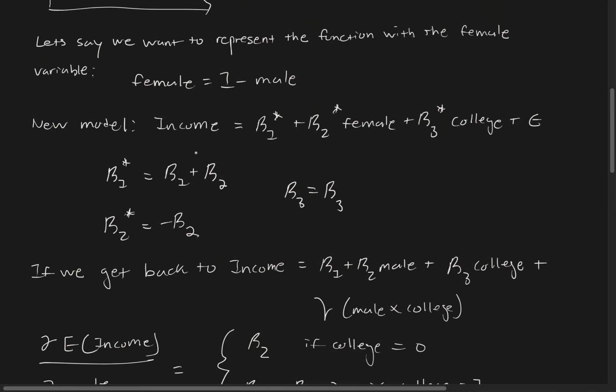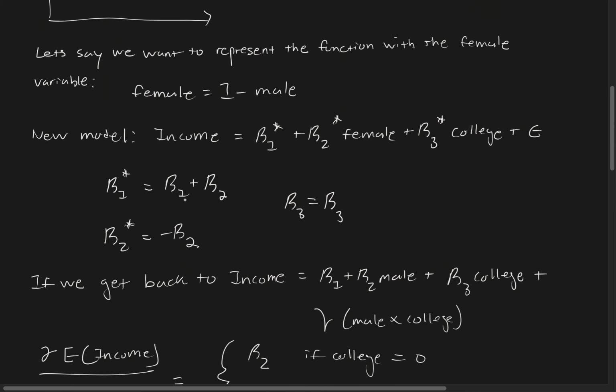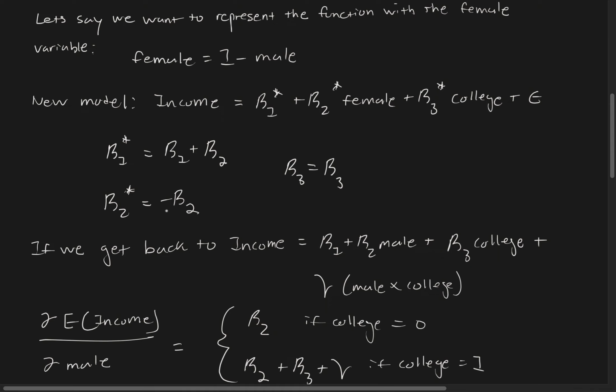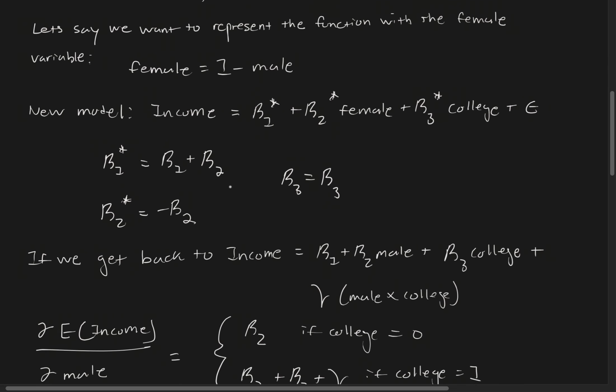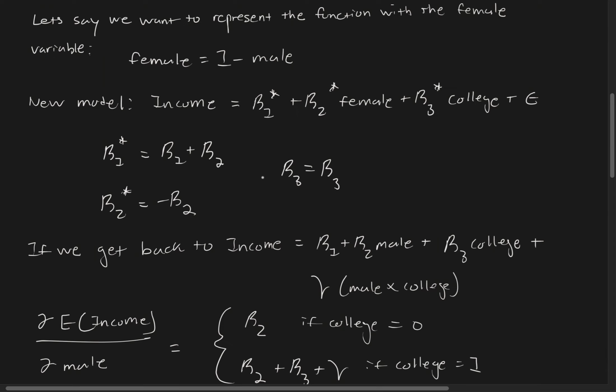So our new beta 1 for female is given by beta 1, the intercept, and beta 2, which is male, because we're subtracting 1 from beta 1 and the male coefficient. The new beta 2 for female will be given by negative beta 2, the negative male. And then our beta 3 for college stays the same, because if the female went to college, then we still have our beta 3 coefficient.